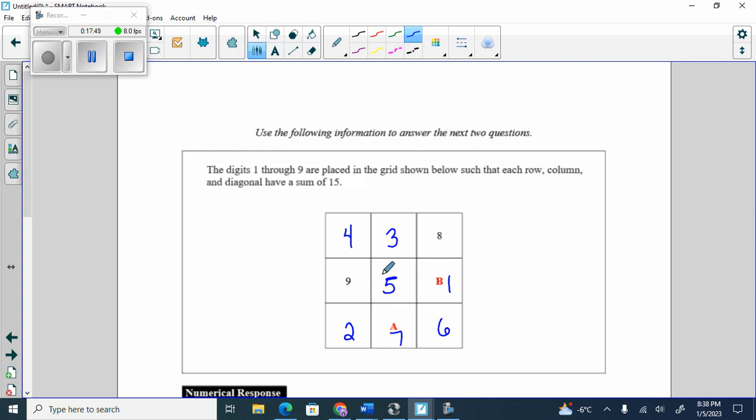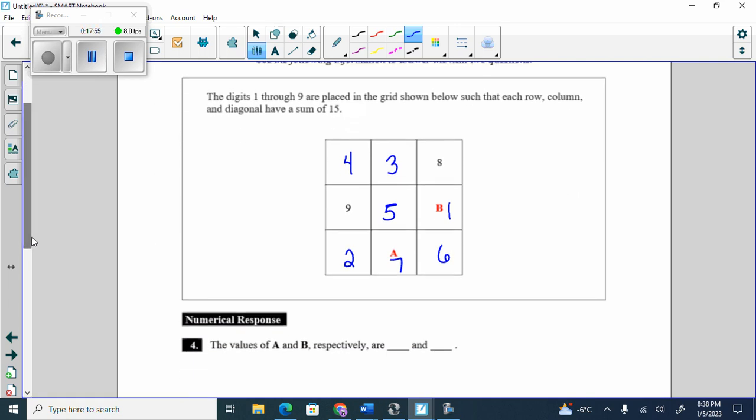So I knew that this number had to be 5 or lower no matter what. So I tried 5 first. And it's a medium number. Now here it wants the values of A, B respectively. So A has to go first, which is a 7. B has to go next, which is a 1. And if I fill this into numeric response boxes, I would get 7, 1.